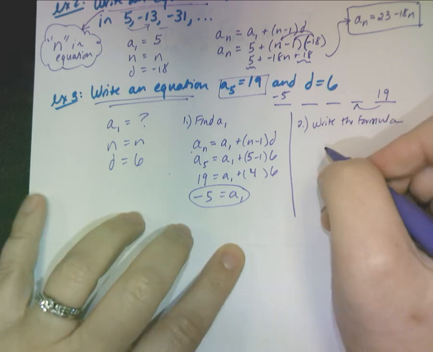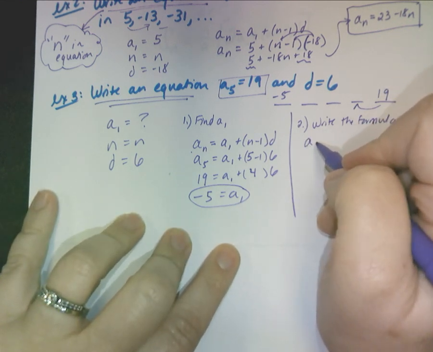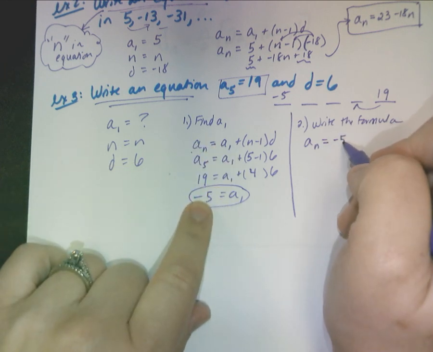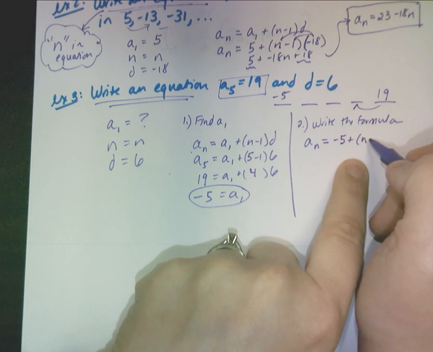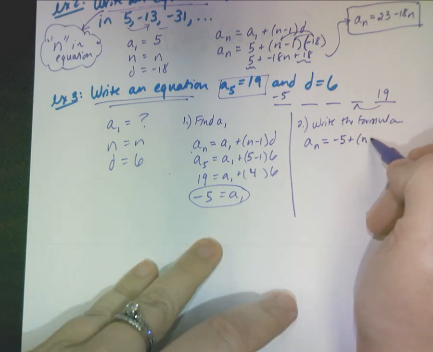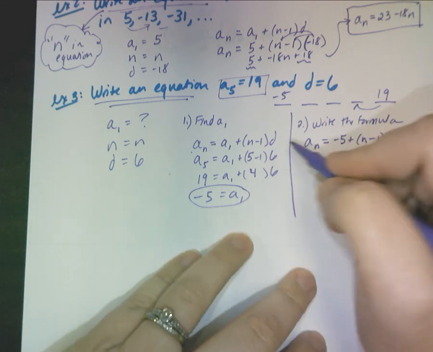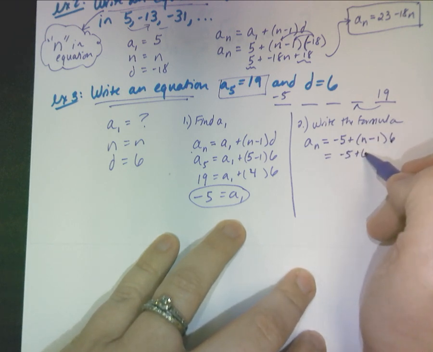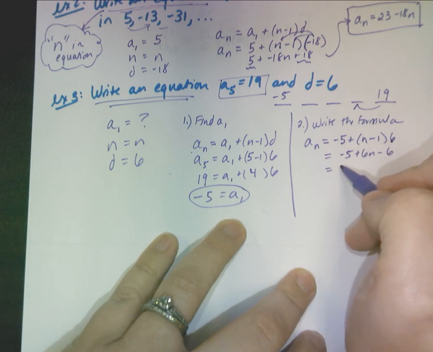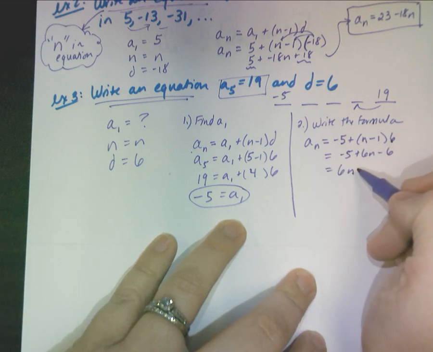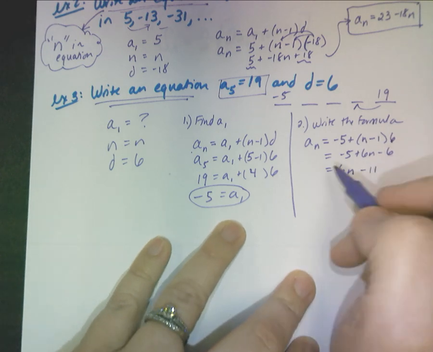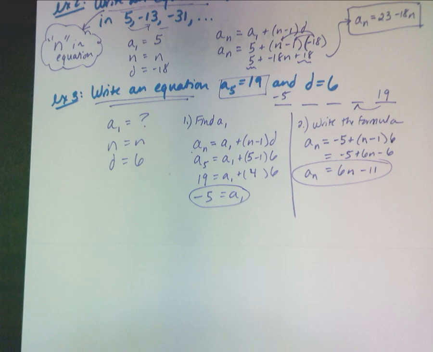Or write the equation. So again, using that formula, A sub n equals A sub 1, which we now know to be negative 5, plus keep n open, because we're trying to write it for any term, n being any term, and our common difference is 6. And now distribute and combine your like terms. So 6n minus 6, so 6n, what is that, minus 11? Did I write it wrong here? I think I wrote it wrong on my example there. All right, pretty easy peasy.